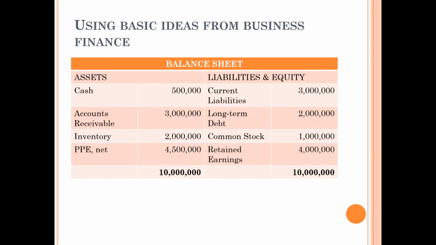Balance sheet. So we have here a sample balance sheet of a business. Under assets, we have cash, accounts receivable, inventory, and PPE or property, plant, and equipment net. On the other side, we have the liabilities and equity. We have the current liabilities, the long-term debt or the non-current liabilities, and on the equity side, we have the common stock and retained earnings. So again, always remember that a balance sheet should be balanced, of course. Assets equals liabilities plus equity.